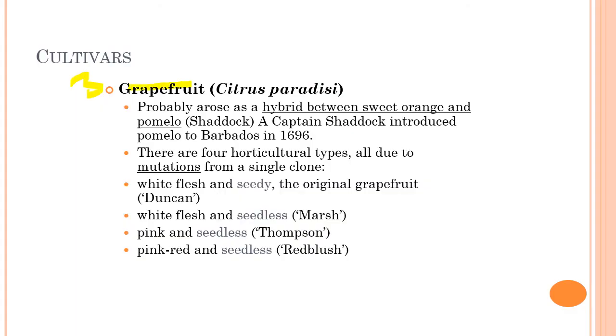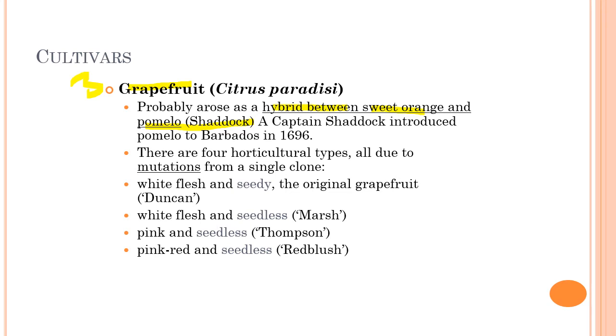Grapefruit is the third group, called Citrus paradisi. This is actually a hybrid between sweet orange and pomelo, the shaddock. That's why they look the same. The shaddock and grapefruit leaves look the same because the grapefruit actually came from pomelo. Okay, they are hybrids, mixed between sweet orange and pomelo.